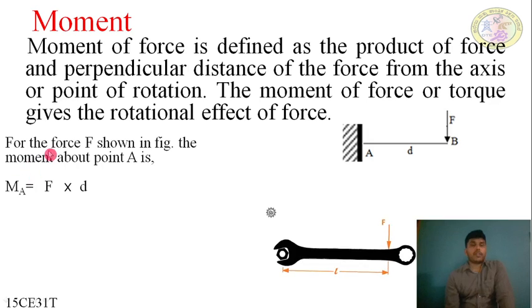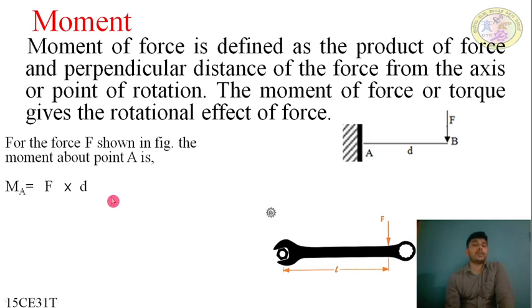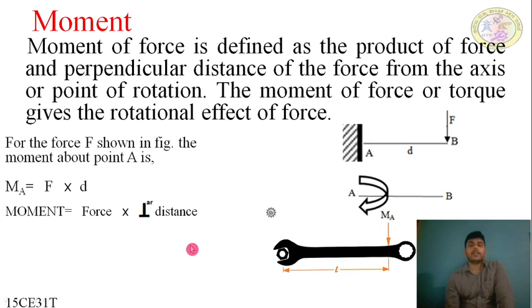For the force F shown in the figure, the moment about point A, where A is the point of rotation, is MA, equal to force into distance. This distance is the perpendicular distance. Moment equals force into perpendicular distance. The moment MA will be in this direction, which makes the member AB rotate in clockwise direction.